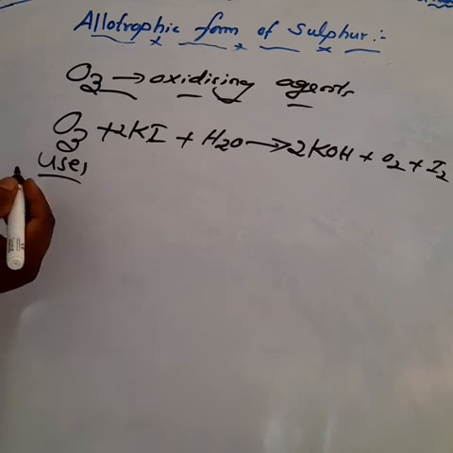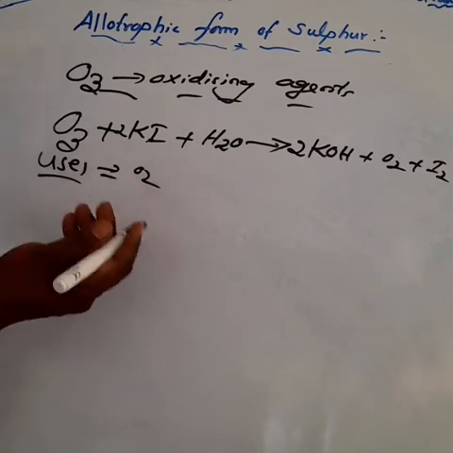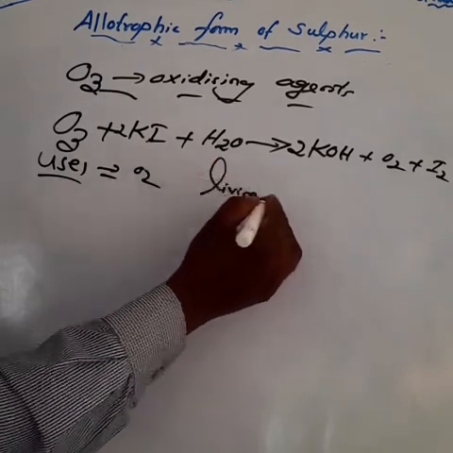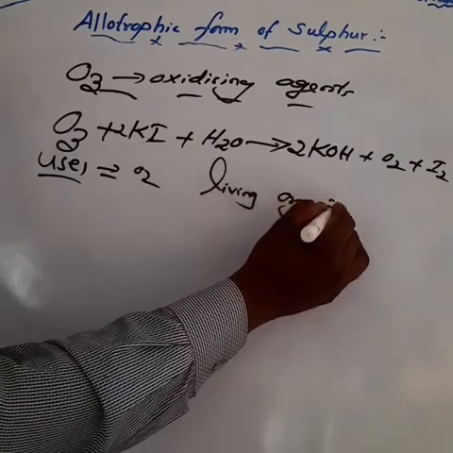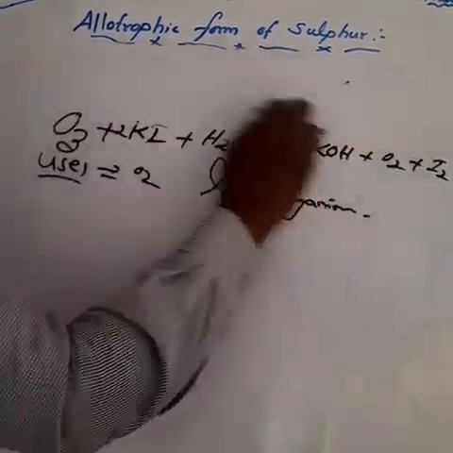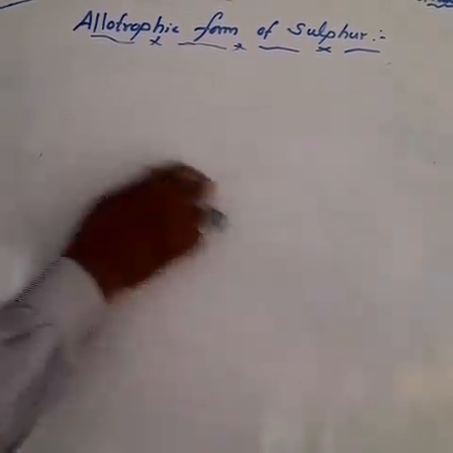First we have to learn about the uses of oxygen. Oxygen is an essential component for living organisms, am I right? Living organisms need it for breathing. Next, it is used for welding. And liquid oxygen is used as a fuel in rockets, am I right? These are some uses. So these are some areas.